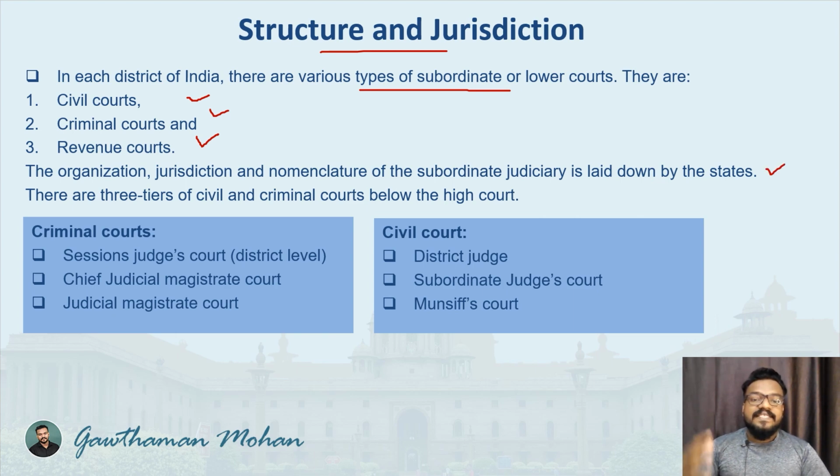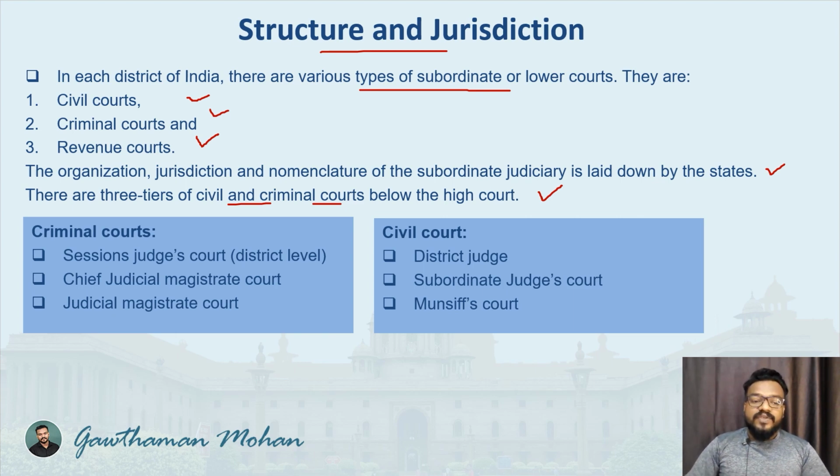So who decides on this? It is the state which actually decides on this, and there are three tiers of civil and criminal courts below the high courts. Very important to understand this. So two divisions are there. One is civil cases, another one is the criminal cases. We have courts that deal with the civil cases and the criminal cases also. Here we have three tiers in the civil aspects and also three tiers in the criminal courts.